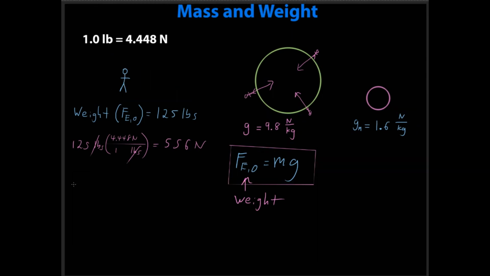Now, in order to get their mass, I would then use this relationship. I'm rearranging force Earth on object over g for Earth, and I would get 556 newtons divided by 9.8 newtons per kilogram. This is a fraction in the denominator. This flips, newtons cancels. My answer comes out to kilograms. And this person would have a mass of 56.7 kilograms. And then I can work with it from there.